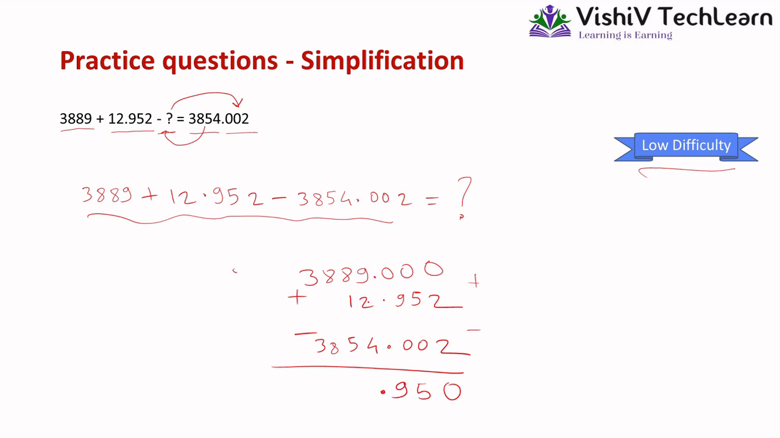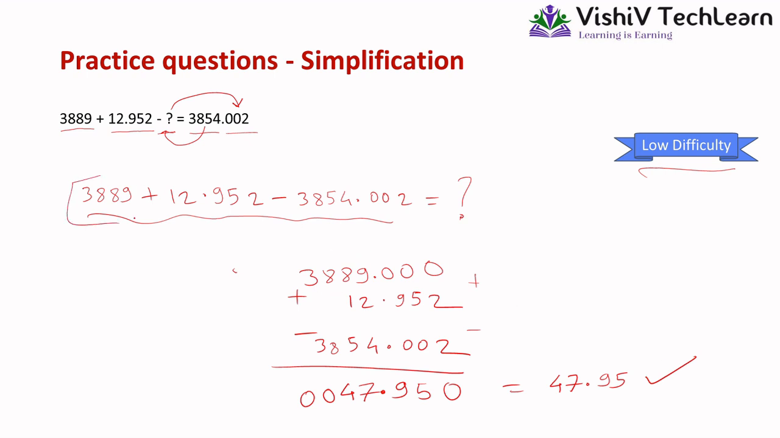Then 9 plus 2 is 11. 11 minus 4 will be 7. Then 8 plus 1, 9. 9 minus 5 will be 4. Then 8 minus 8 will be 0, and 3 minus 3 again 0. So the final answer is 47.95. So this is one way to solve this question.